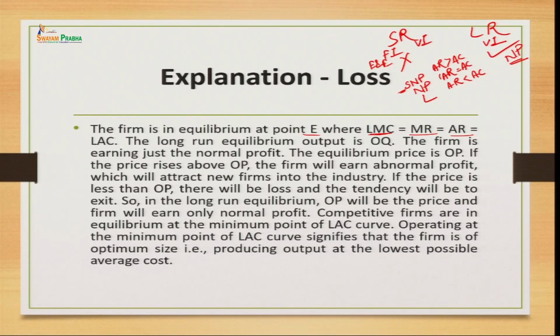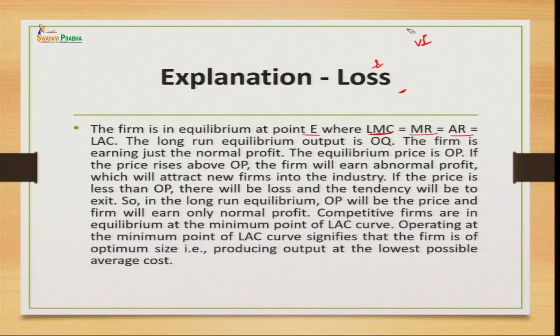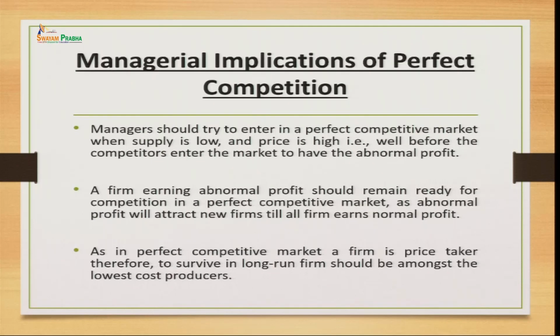This continues to happen till the point where their average revenue is equal to the average cost. So, this is how we understand the situation of the firms under perfect competition in the short run as well as in the long run. Now, a very important aspect to be taken care of: how are we going to make decisions when the firms are working under this perfect competitive market? So, let us look at the managerial implications of the perfect competitive market.